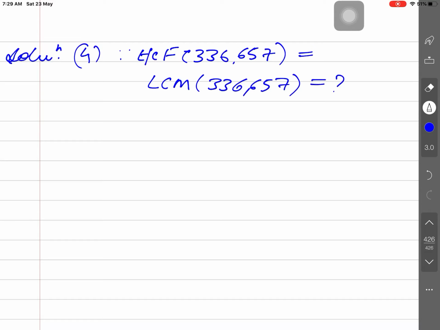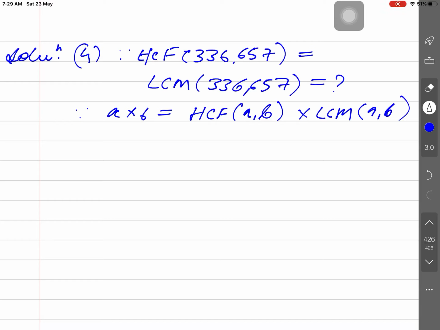So, what method will you apply? Since A into B is equal to HCF of A and B into LCM of A and B. These two numbers are there, the two numbers also there. Write the left hand side and right hand side. Can you solve this or not?